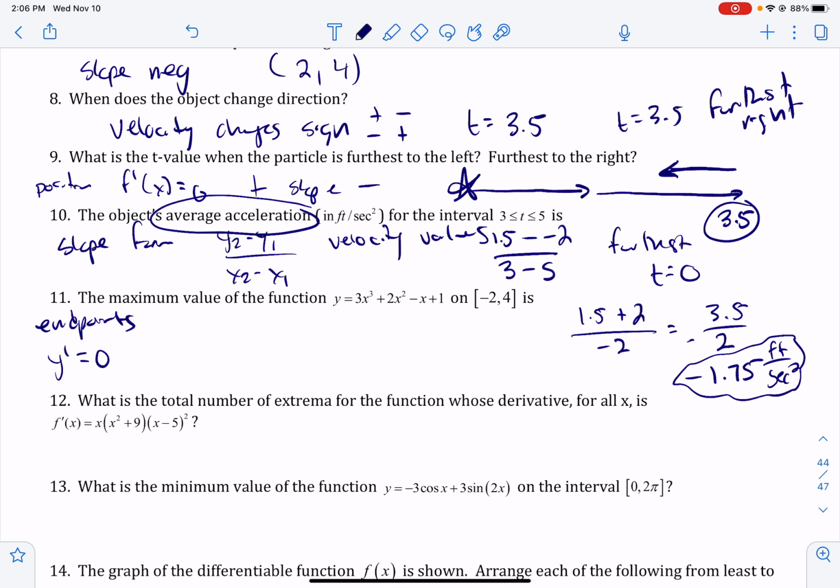Those are going to be my possible, and I guess technically where it's also undefined, but we're not going to have to deal with that on this question. But those are where I could get a maximum. So first things first, let's get y prime. So y prime is going to be what? 9x squared plus 4x minus 1. And the plus 1 goes away. So that looks good to me.